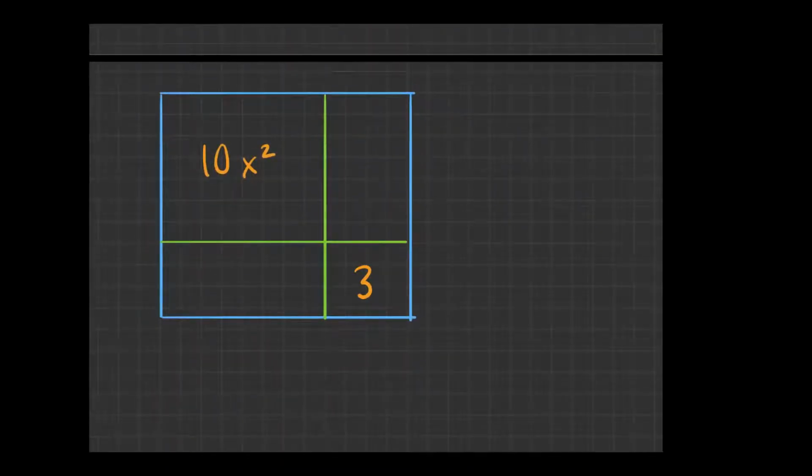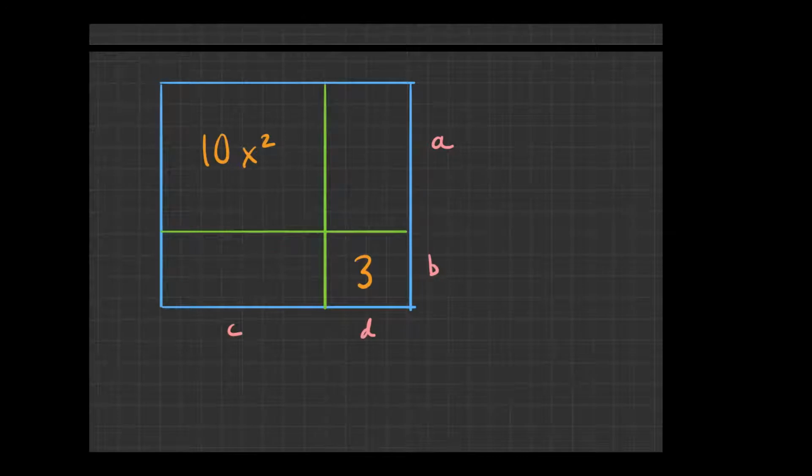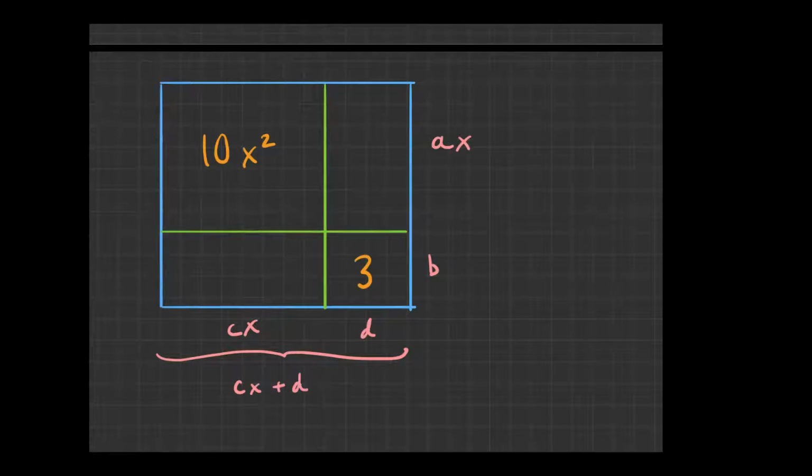Okay? So the idea is as follows. What we're trying to do is I'm going to write A, B, C, and D here. Okay? So the whole purpose of this is that we want to find, well, this is actually going to be AX and this is going to be CX. So this length is going to be CX plus D. Okay? And this width right here is going to be AX plus B.